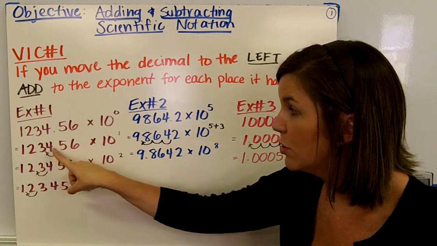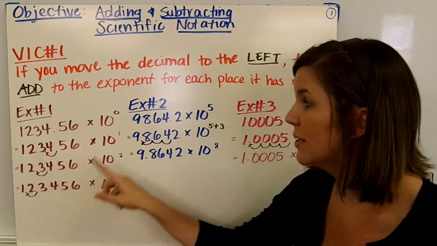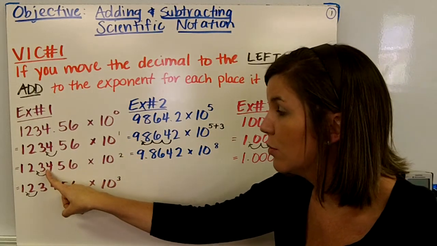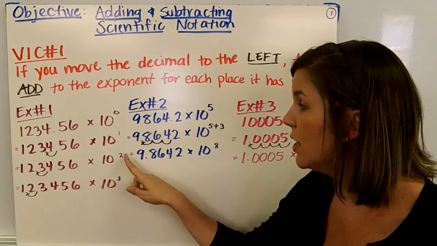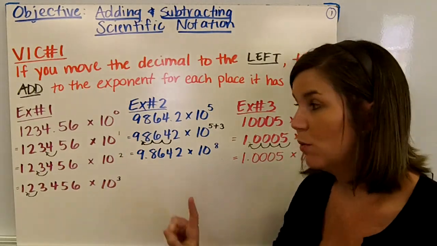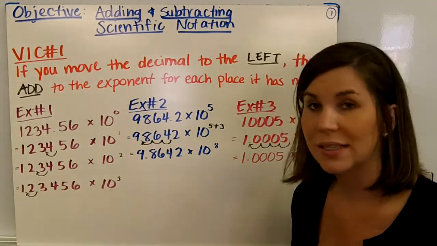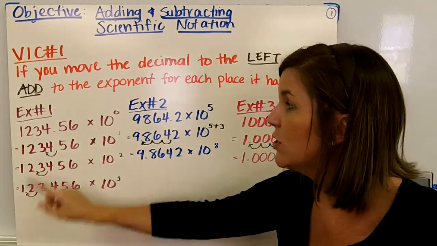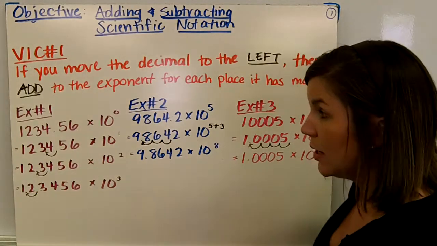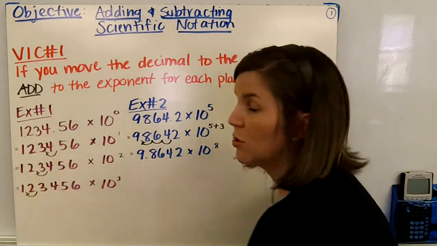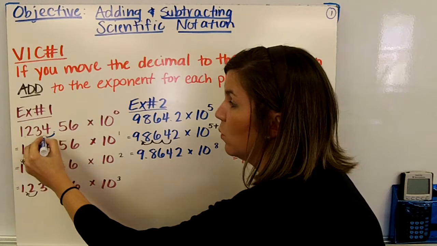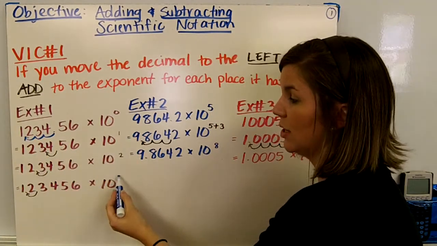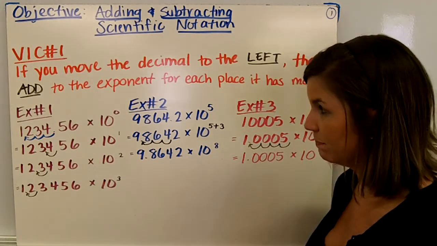From between the 4 and the 5, it moves 1 place, so our exponent goes up. It moves between the 3 and the 4 to between the 2 and the 3, so our exponent goes up by 1 more. Now our number is in scientific notation because we only have 1 digit in front of the decimal. If you look at the original, it needs to be between the 1 and the 2, so we move it 1, 2, 3 places, so 0 plus 3 gives us 3.